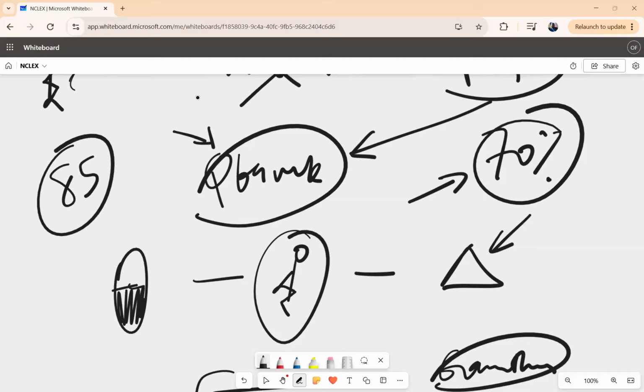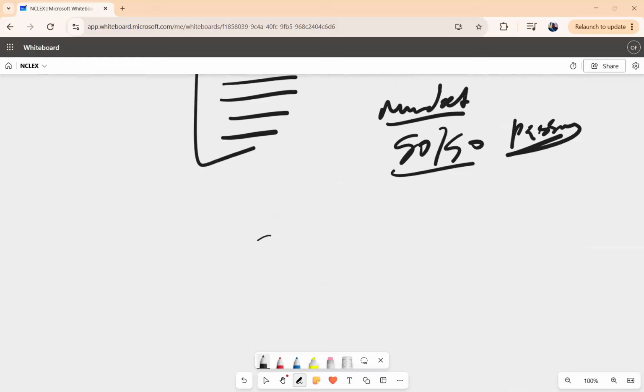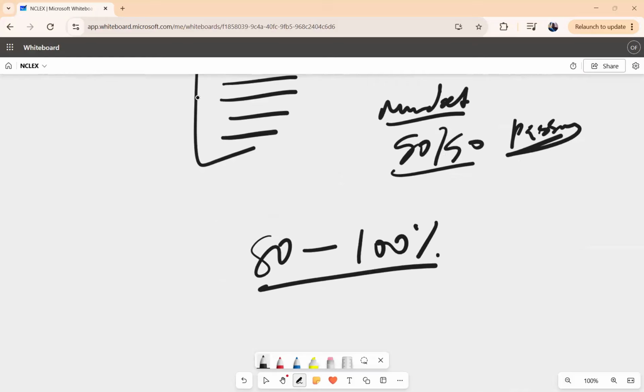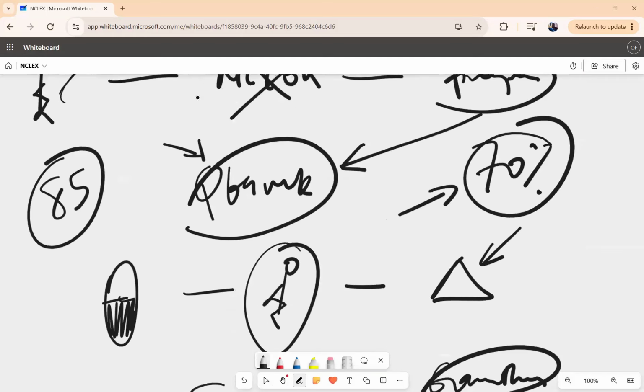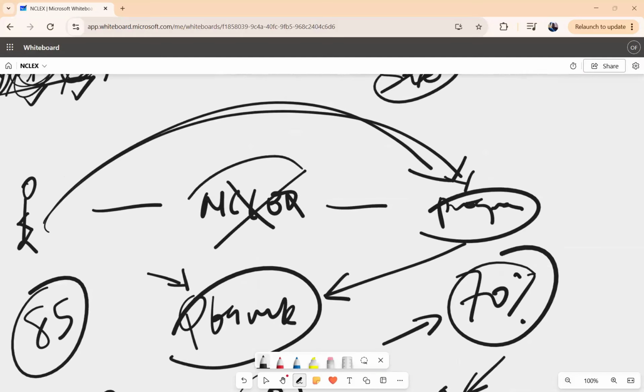So now, I'm definitely going to give you one of those principles you need to know for prioritization that will guarantee you 80 to 100% passing of prioritization questions if you have more than 10 questions on prioritization on the NCLEX exam. Now, the missing part is understanding the NCLEX.